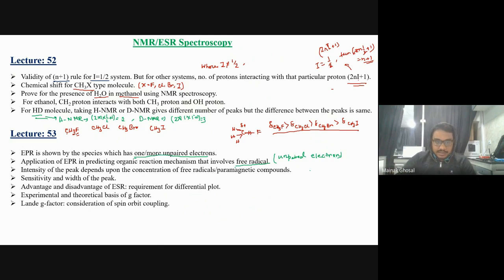Now, the intensity of the peak actually depends upon the concentration of the free radical or paramagnetic compound. Also, the sensitivity is important in this case, and it is sensitive up to 10 to the power minus 3 mole.